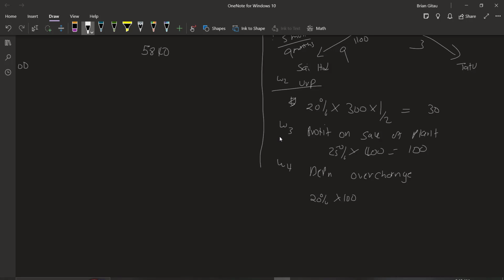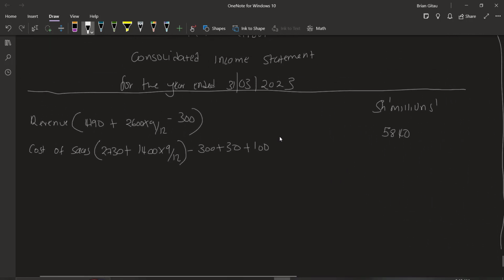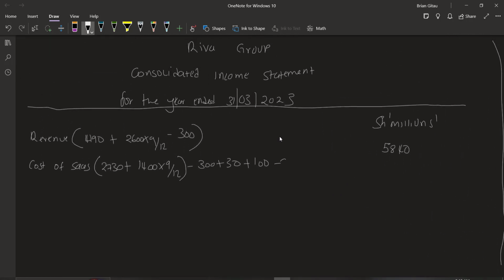I know we acquired this plant in the middle of the year, but on the same information number 6, we are told that the group charges depreciation on the plant at the rate of 20% per annum on a full year basis. So we will not need to apportion the depreciation. So 20% of this will give us 20. So that is the depreciation overcharge. Again, we less it here. Minus 20.